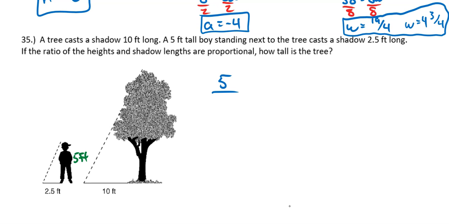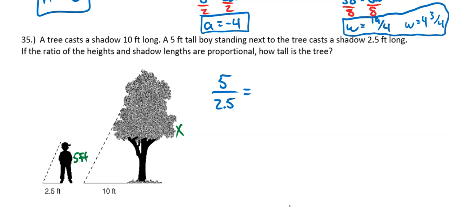It would be 5 feet in real height is equivalent to 2.5 feet in shadow length, okay? That's the ratio of height to shadow length for the kid, all right? And if it's proportional to the tree, it means it equals that same ratio set up for the tree. And so once again, I don't know how tall the tree is. I'm going to call it X.